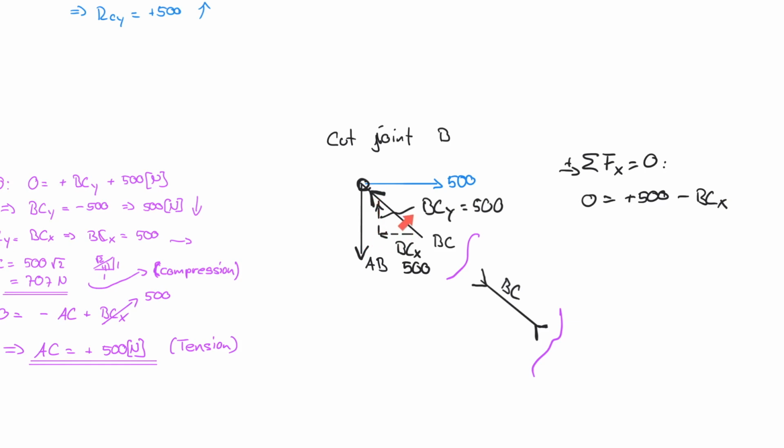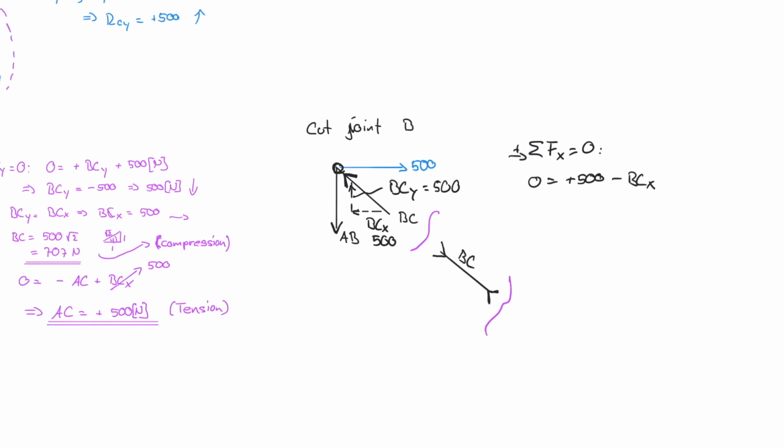And so now I probably don't have to tell you anymore how AB is calculated, but AB is just calculated by the sum of the forces in the Y. So I'm going to do that for educational reasons. Sum of the forces in Y is equal to 0, and 0 is equal to minus AB plus BCY. Once again, that's 500.